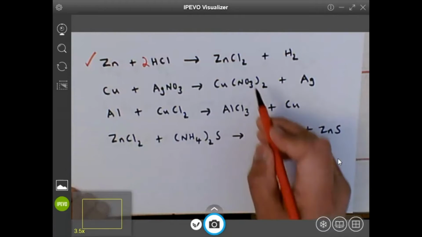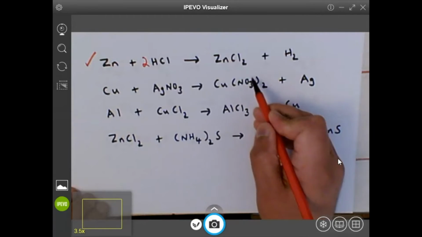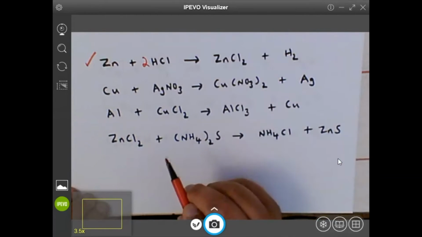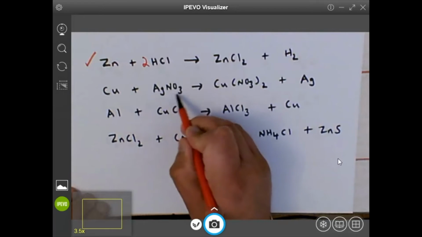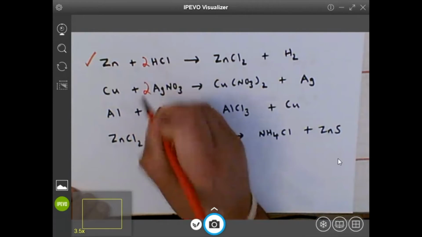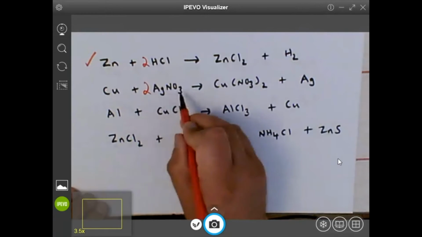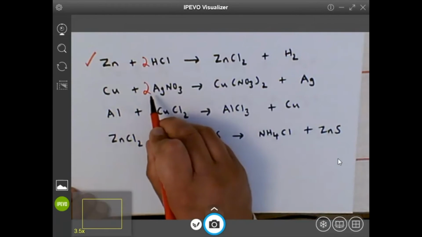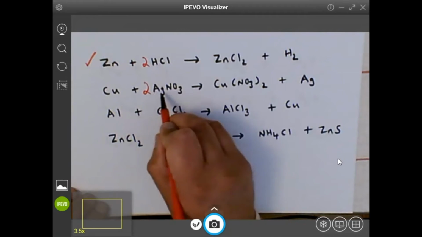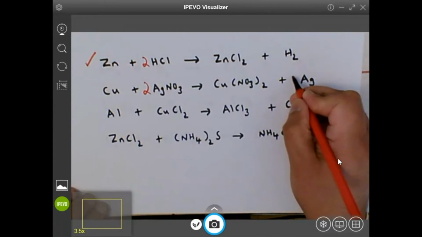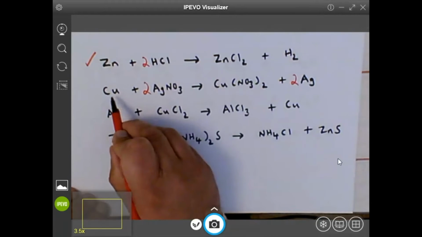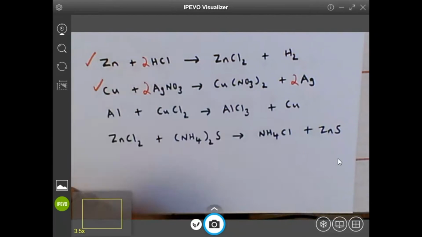Whenever you've got something in brackets, I've got 2 lots of NO3 here. That means I need 2 lots of NO3 here. So if I put a number in front there, 2, that is balanced now. The NO3s there are balanced to the NO3s here. I've got now 2 Ags here, so I need 2 silvers here. Let's put 2 there. I've got 1 copper there and 1 copper there. Balanced.